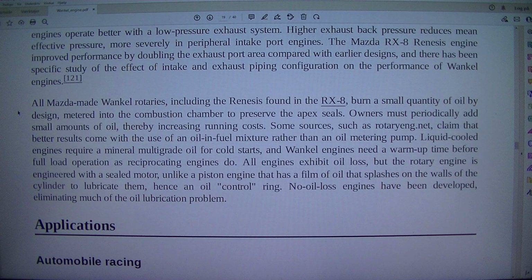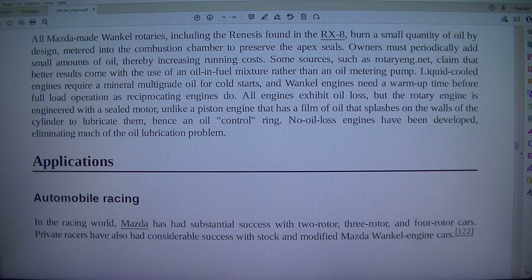121. All Mazda-made Wankel rotaries, including the Renesys found in the RX-8, burn a small quantity of oil by design, metered into the combustion chamber to preserve the apex seals. Owners must periodically add small amounts of oil, thereby increasing running costs. Some sources, such as RotaryN.net, claim that better results come with the use of an oil-in-fuel mixture rather than an oil metering pump. Liquid-cooled engines require a mineral multigrade oil for cold starts, and Wankel engines need a warm-up time before full load operation as reciprocating engines do.